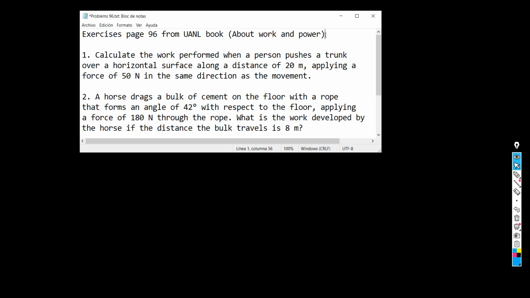Hello class, in this lesson I'm going to explain to you the exercises from page 96 from our book, and these 5 exercises are about work and power. I haven't explained to you what power is. I'm going to do it next so that we can solve all of these 5 exercises.